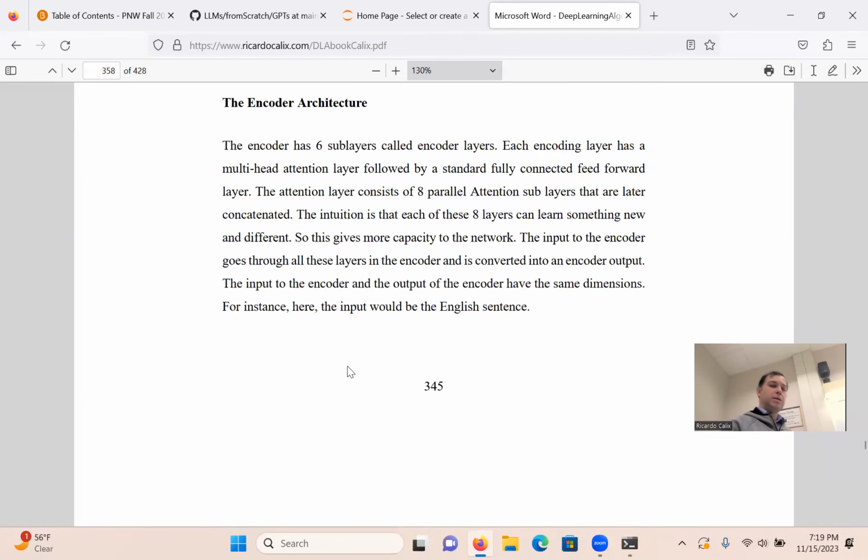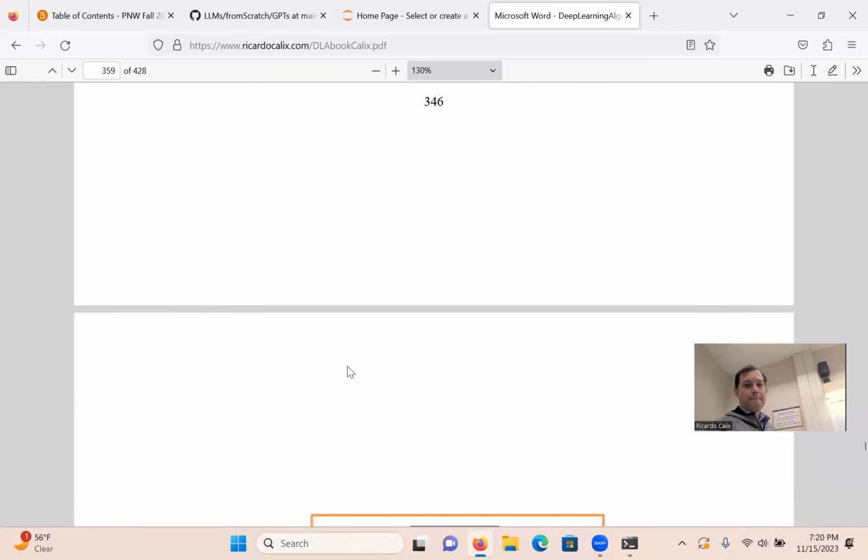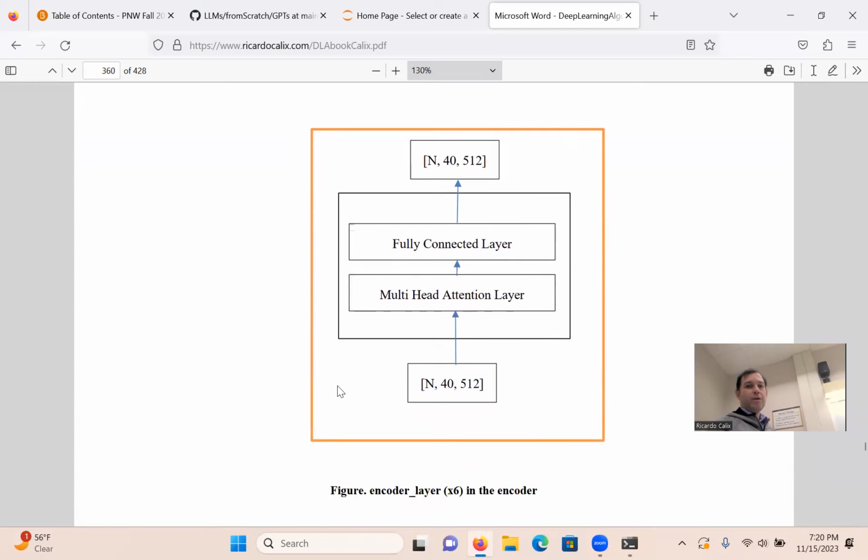Okay, I think this is the layers. So the encoder layer. In the whole encoder, we had 6 layers, right? And so there should be a diagram of the encoder layer somewhere in here. Yeah, there it is.